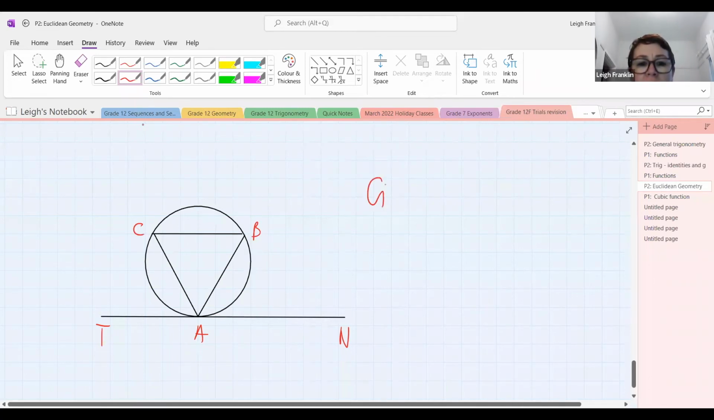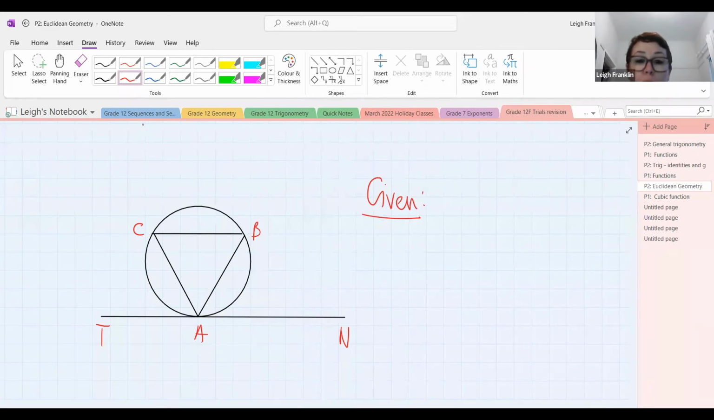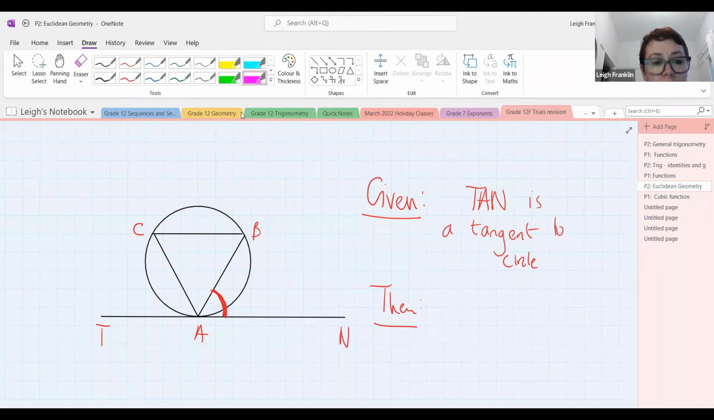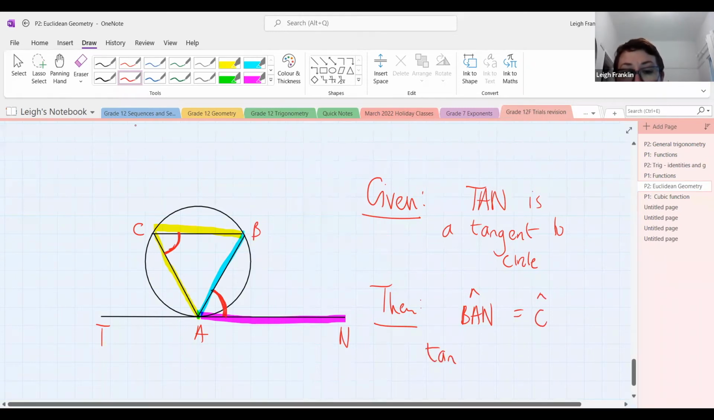If I am given or have been able to prove that TAN is a tangent to the circle, then I am allowed to conclude that the angle between the tangent and the chord, so here the tangent is in pink and the angle between the tangent and the chord is in blue, is equal to the angle in the alternate segment. So chord AB subtends C at the circle. Then the angle between the tangent and the chord, in other words BAN, equals C. That's tan chord theorem.